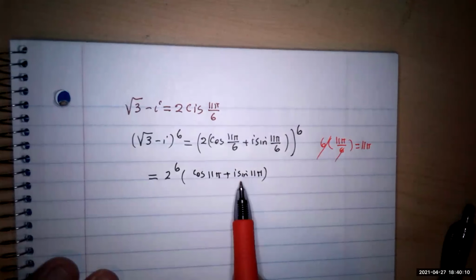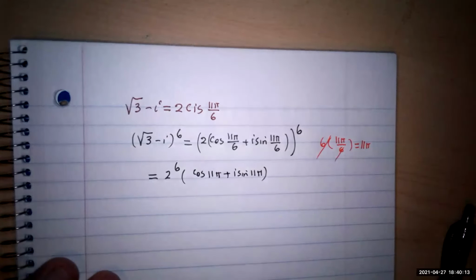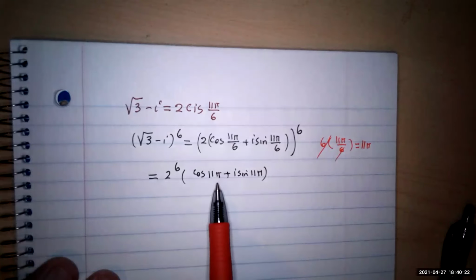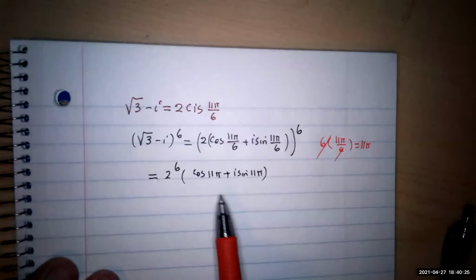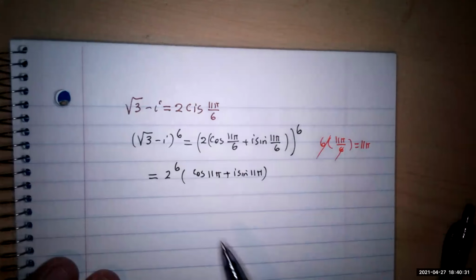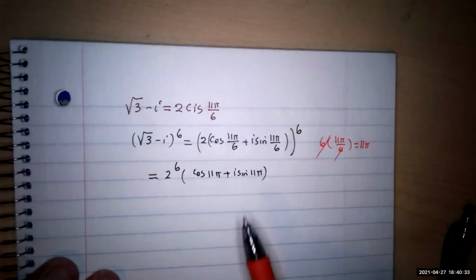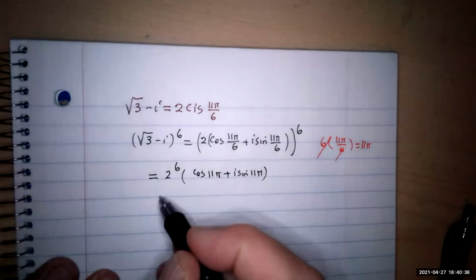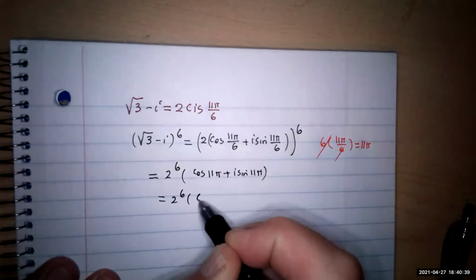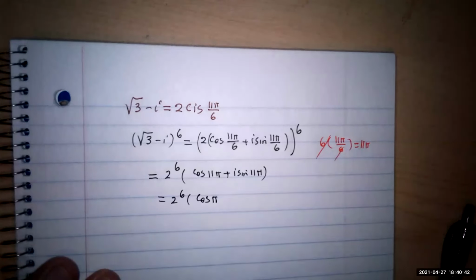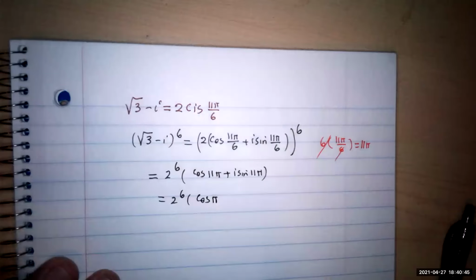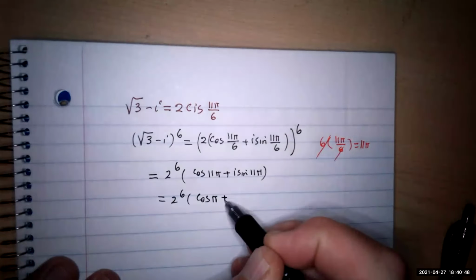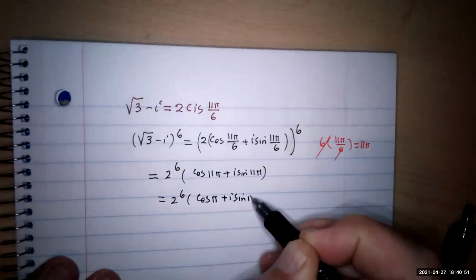You know that for the cosine and the sine, you can forget about any multiple of 2 pi, because the period is 2 pi. So this is 11 pi, you can drop the 10 pi. You go around the circle, so you end up there. So this is going to be cosine of pi. I write it down for you so that you know they are periodic functions. So this would be cosine of pi, you can forget about the 10 pi, 5 cycles if you like, plus i sine of pi.